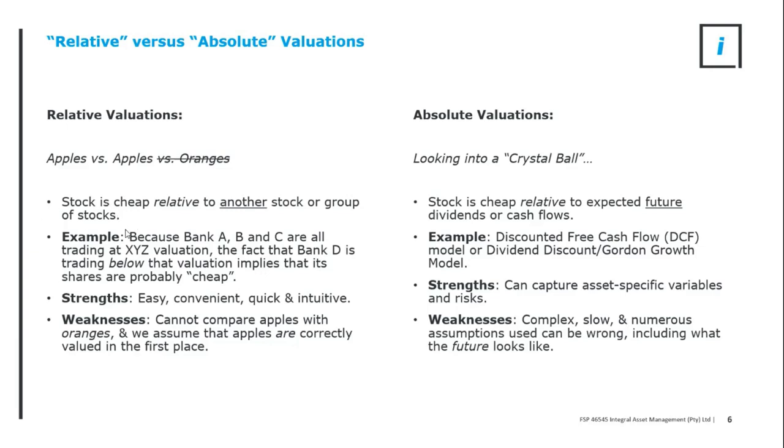An example, not using fruit, is because bank A, B, and C are trading at whatever valuation, whatever metric you choose, the fact that bank D is trading at a valuation below those banks implies that it could be cheap. Now, the strengths of the relative valuation is that it's easy, convenient, quick, and intuitive. You can do this on a matchbox. It's easy to understand, comparing apples with apples.